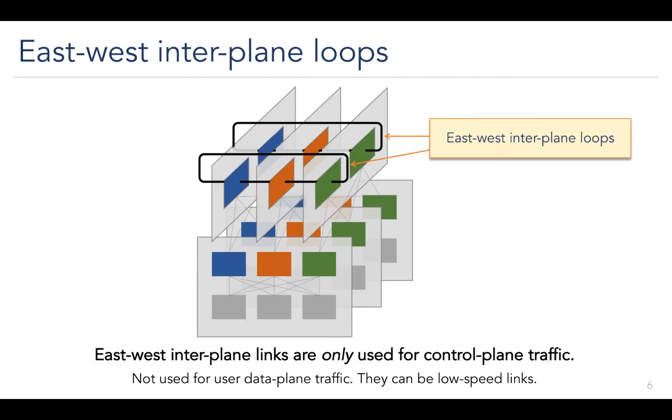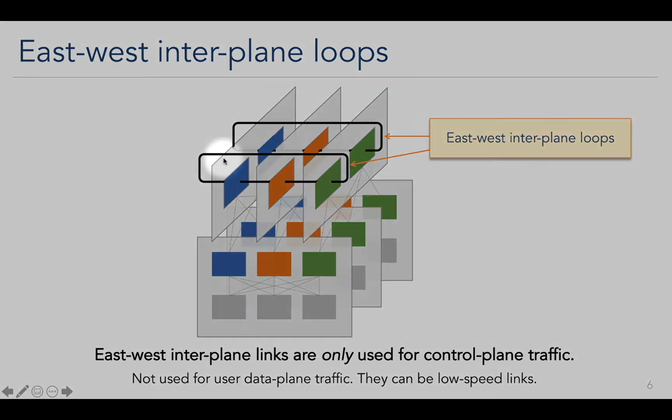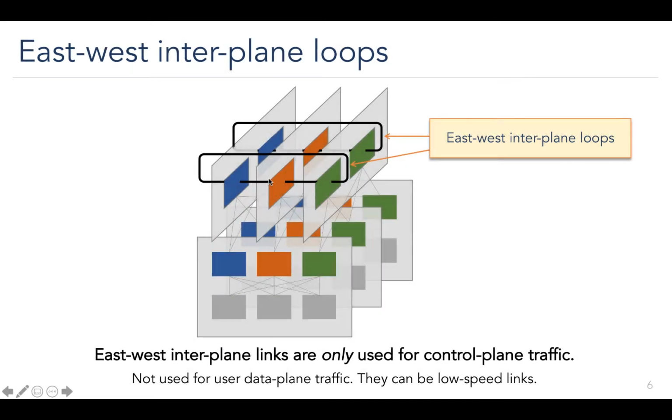In order to make negative disaggregation work, we also need so-called east-west interplane loops that interconnect the superspine nodes in the different planes to each other. These east-west top-of-fabric links are only used to carry control plane traffic and not user plane traffic, and for that reason they can be low-speed links.